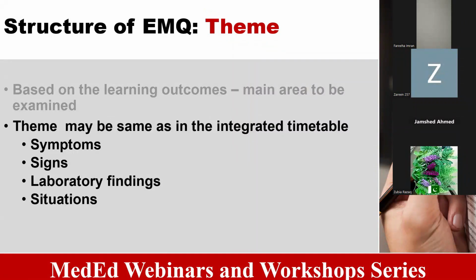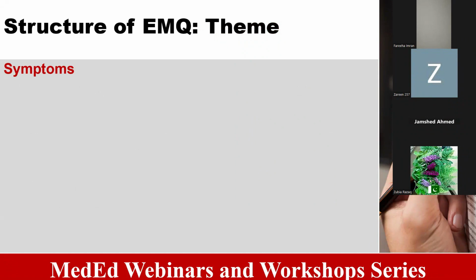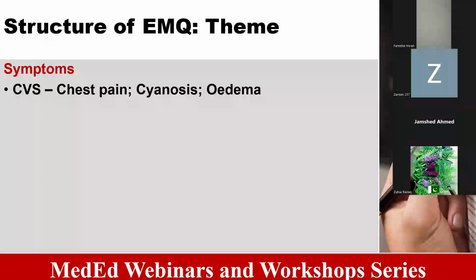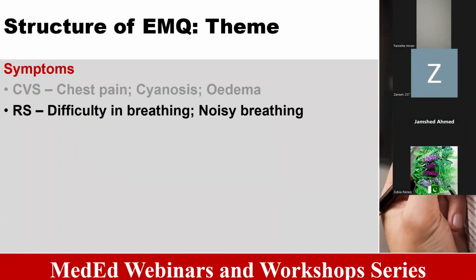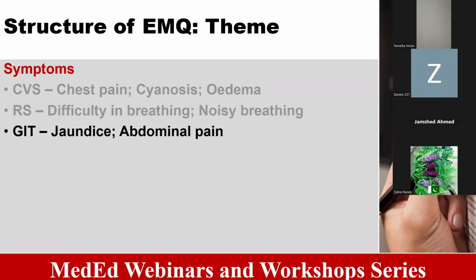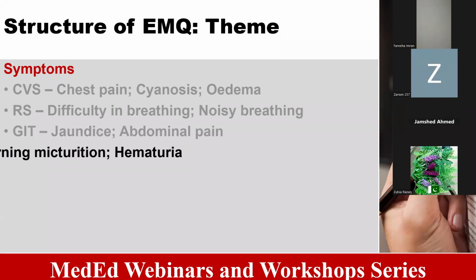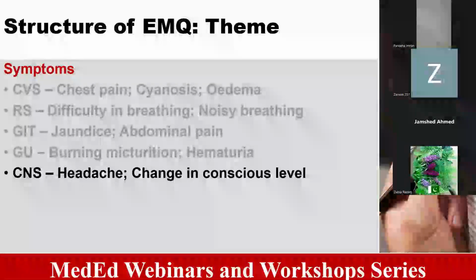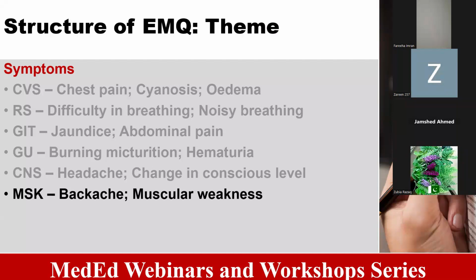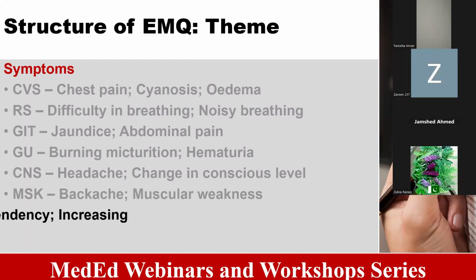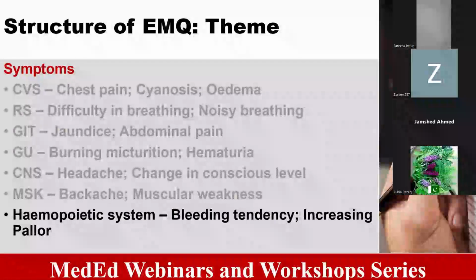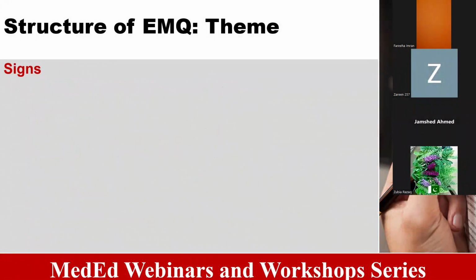A theme may be a symptom, a sign, a laboratory finding, or a situation. Symptoms, for example, are chest pain, cyanosis, edema. In the respiratory system, it can be difficulty in breathing or noisy breathing. In GIT, jaundice, abdominal pain. Genitourinary system, burning micturition or hematuria. CNS, headache or changes in conscious level. Musculoskeletal system, backache or muscular weakness. Hemopoietic system, bleeding tendency or increasing pallor.